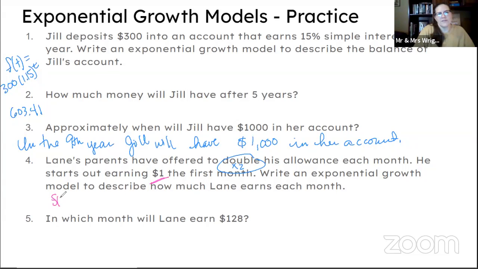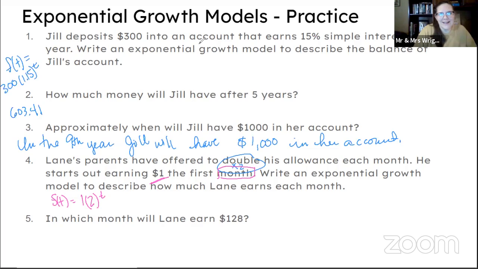So we have our f of t, and he starts out earning $1 times a rate of 2, right? Because that's how it doubles, is times 2 to the power of t. And we know that t is months, right? So this is the exponential growth model that describes how much Lane earns each month. So that will help us on this next question. In which month will Lane earn $128? Okay.